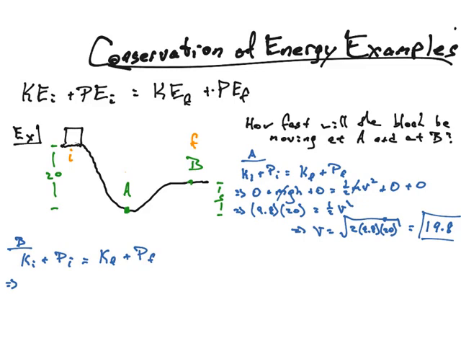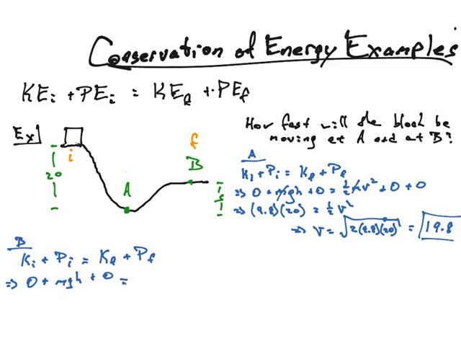So again, same questions. Initial state, we're at the top of the hill. We haven't started sliding down yet. We're waiting to go. Are we moving yet? No. No velocity. Are we some height above the ground? Yes, we're 20 meters above the ground, so there's an MGH. Is there a spring? No spring.